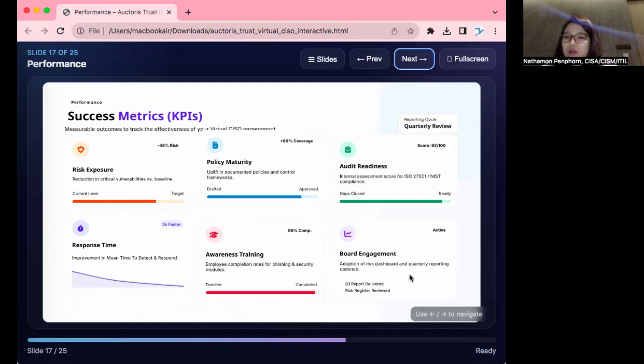Board engagement, actually: adoption of the risk dashboard and the quarterly reporting cadence. So we measure whether this is still ongoing, still active. Is the quarterly report still being reported to the board? How about the IT risk register under IT risk management? Is it going through ongoing review, is it still being reviewed? Is there any change?